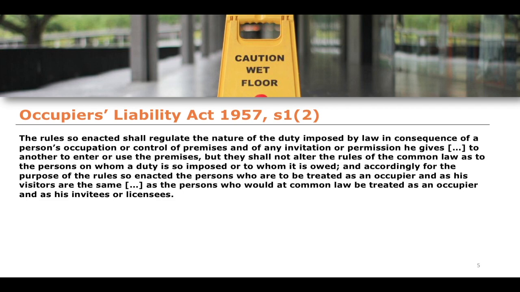Subsection 2 says the following. Quote, the rules so enacted shall regulate the nature of the duty imposed in law in consequence of a person's occupation or control of premises, and of any invitation or permission he gives to another to enter or use the premises, but they shall not alter the rules of the common law as to the persons on whom a duty is so imposed or to whom it is owed. And accordingly, for the purpose of the rules so enacted, the persons who are to be treated as an occupier and as his visitors are the same as the persons who would at common law be treated as an occupier and as his invitees or licensees.